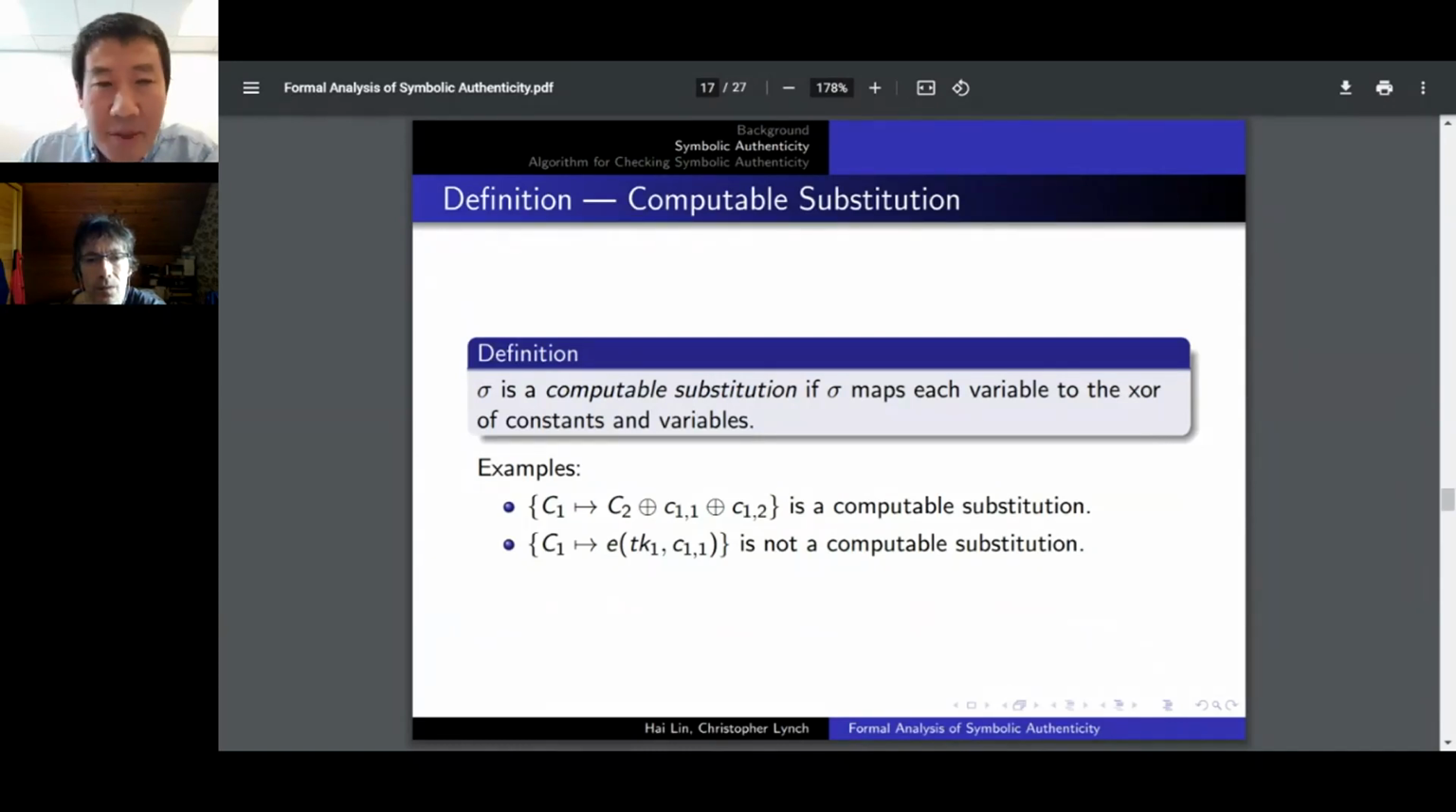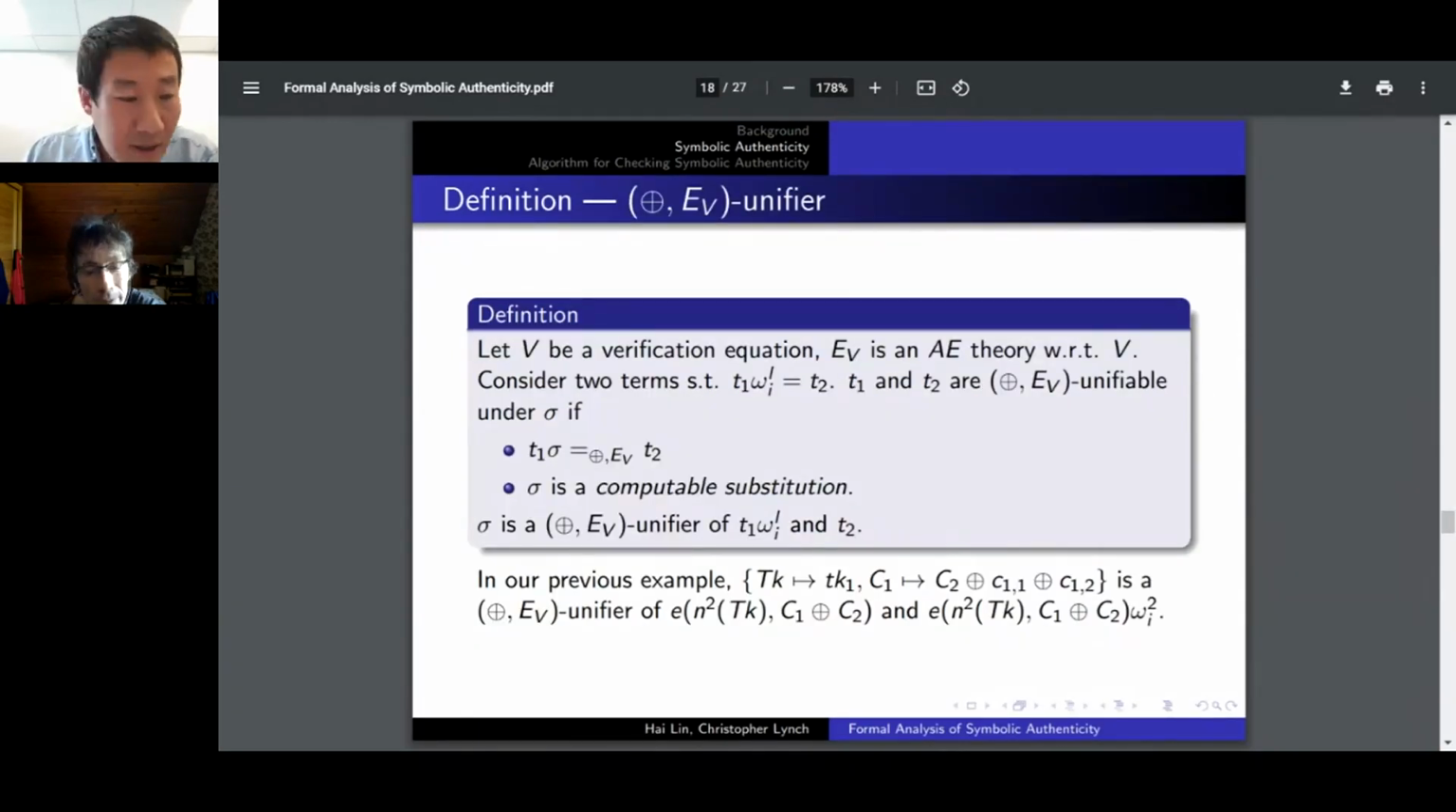So that's not computable. Sorry to interrupt you. You have to conclude in 2 minutes. Okay. Sorry for that.